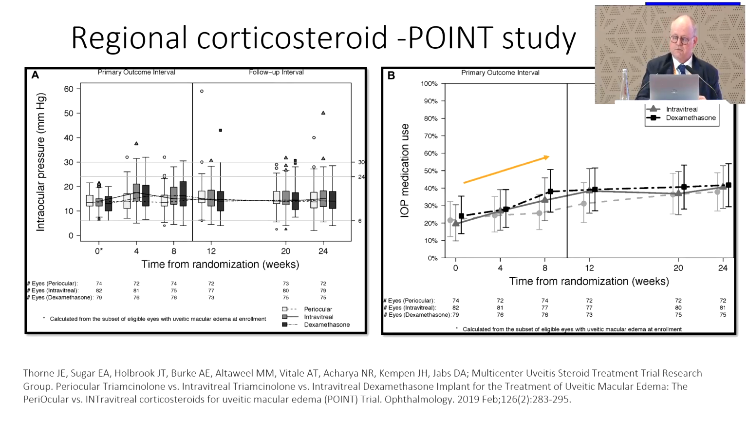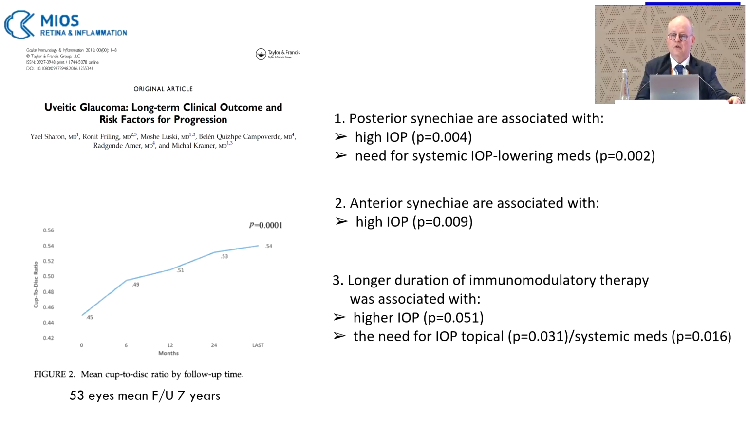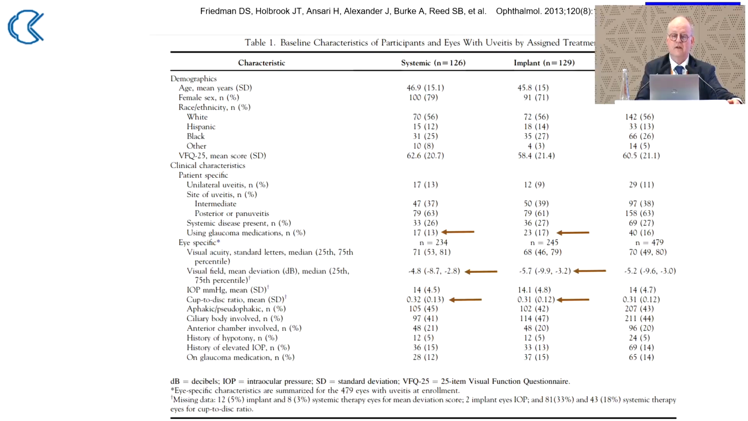There is an increased risk by about 7 to 8 weeks, as I've mentioned, and more of these patients will require the use of drops over that initial period of time where they need to be followed. There are other factors that increase the risk of developing glaucoma, such as posterior synechiae, anterior synechiae, or the length of treatment, so that has to be taken into account.